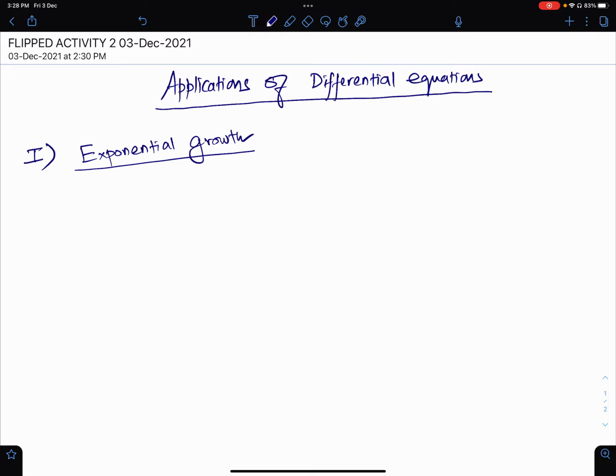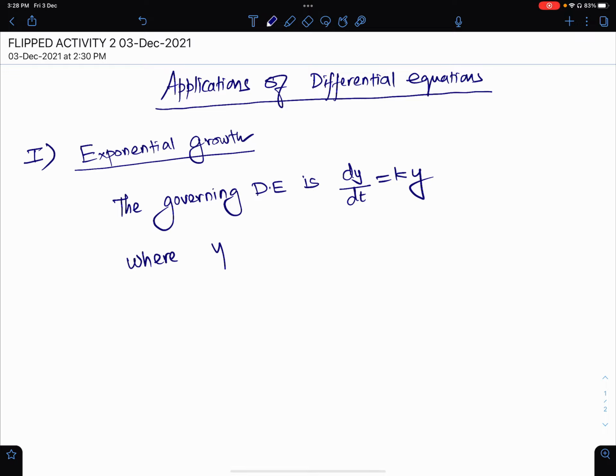For this exponential growth, the governing differential equation is given by dy/dt = ky, where y of t is any quantity that increases with time t.